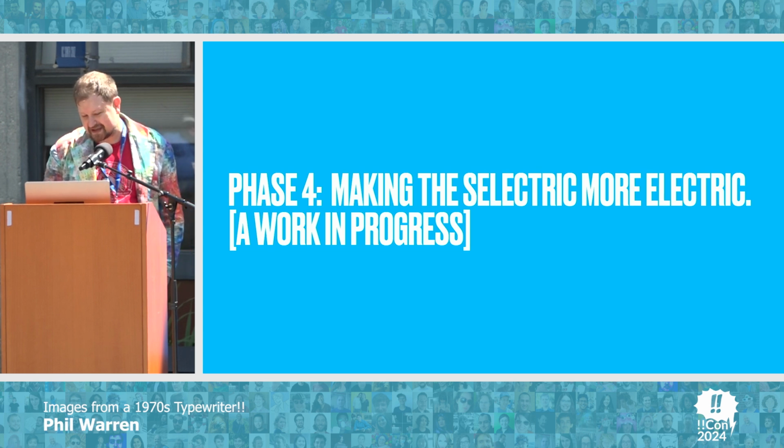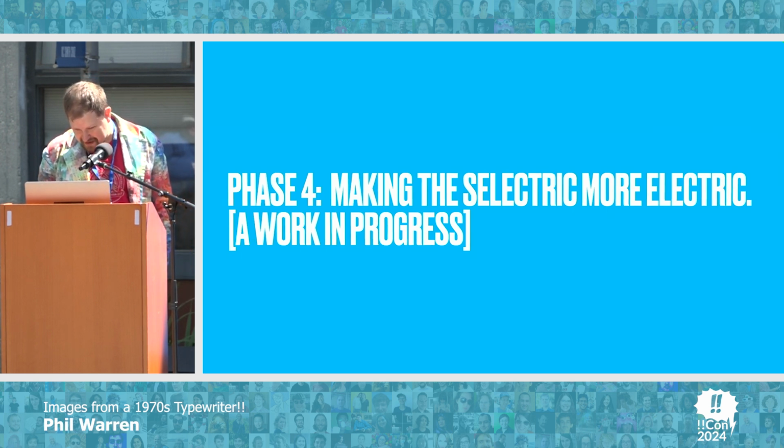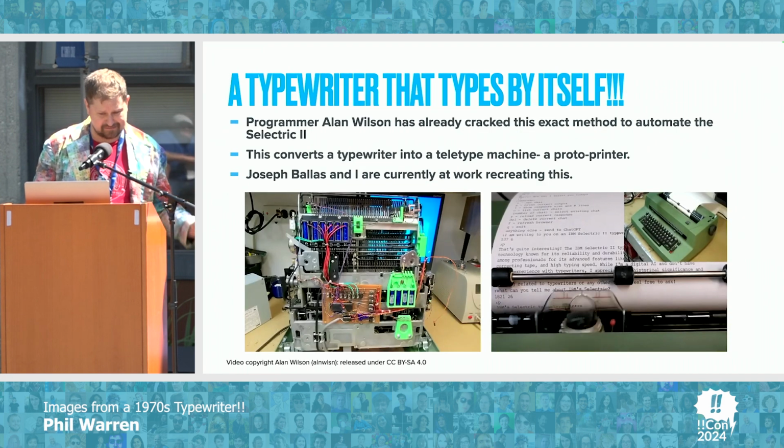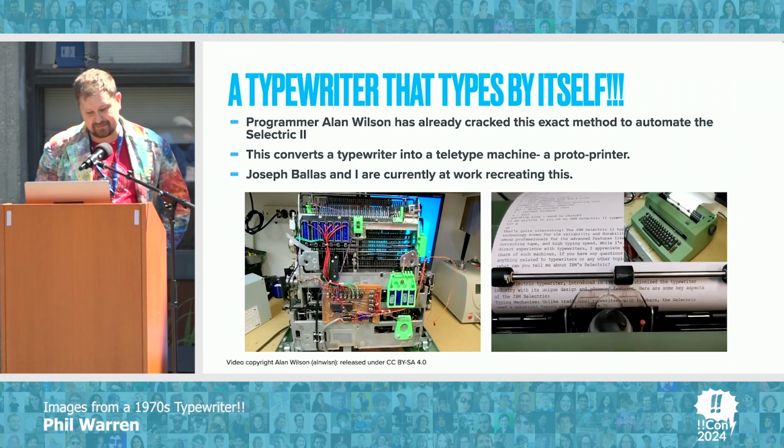Our 4th phase is making this electric more electric. Now, around 1983, there was a security leak at the US Embassy in Moscow. When everything was torn apart, the US discovered magnetometers embedded in their Selectric typewriters. When depressed, each typewriter key broadcasted a small electric signal to the KGB, the world's first keylogger hack. We can literally reverse this process, sending a small electrical signal to an electromagnet, having it create keystrokes. Now, this would make a typewriter that types by itself, powered by solenoids.